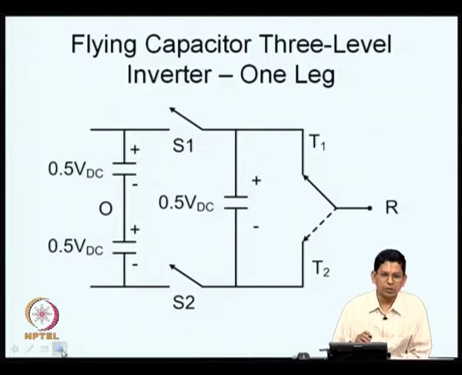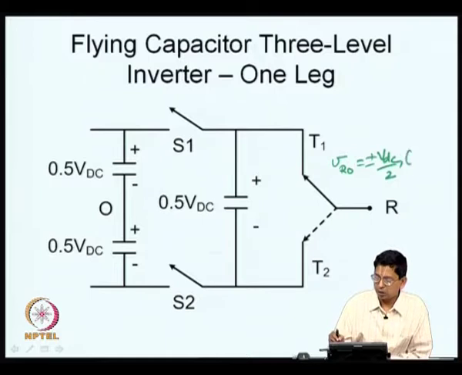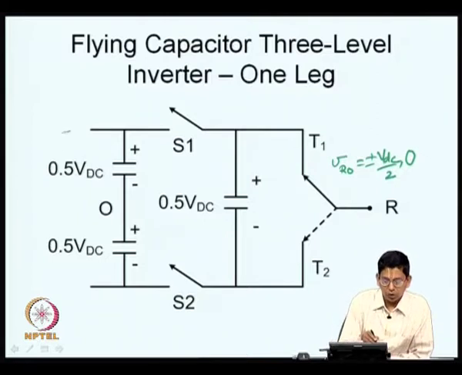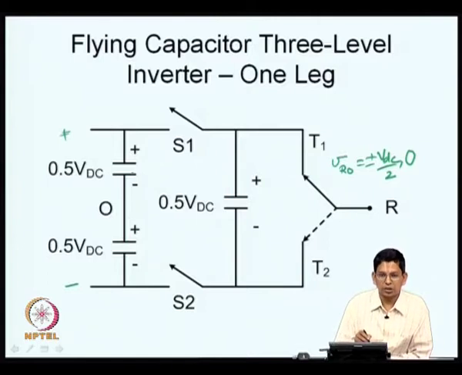The alternative option that I was trying to say to realize VRO of different values. This is also an inverter where I can realize VRO equal to plus or minus VDC by 2, as in the case of a 2 level inverter, and also 0. What do I do here? I use charged capacitors. There are 2 sets of capacitors which are charged in series to voltage levels of VDC by 2.